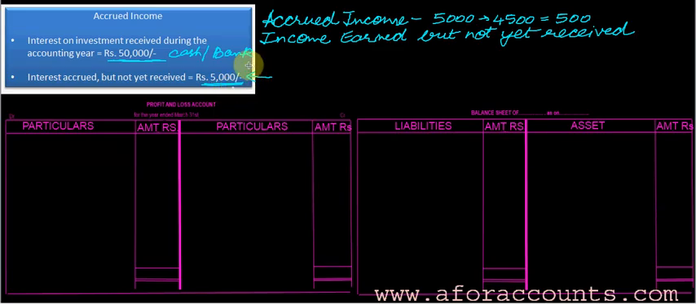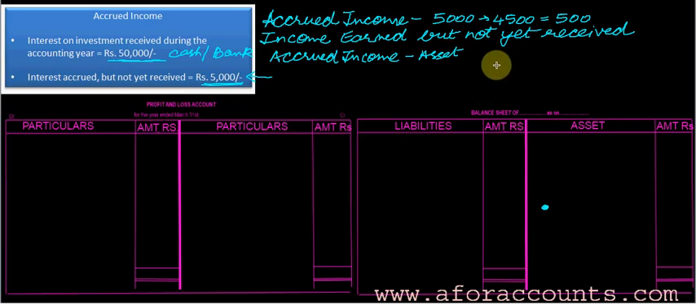Right? So what will be the nature of accrued income? Accrued income has to be my asset, because I should have received it in the current financial year, but I am still not receiving it. So I will receive it in future. So one thing is clear, that accrued income is my asset. Now what will be the entry for this interest on investment?